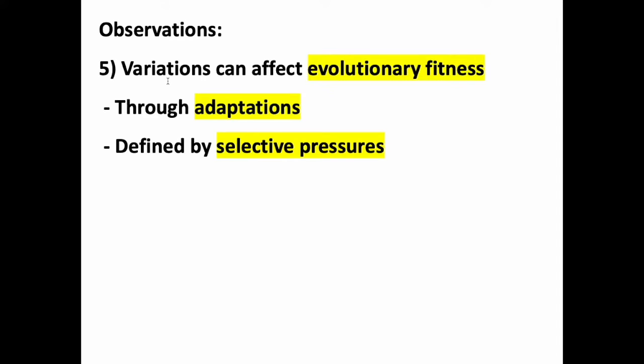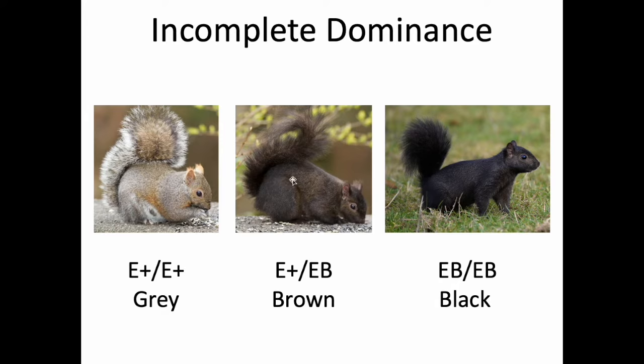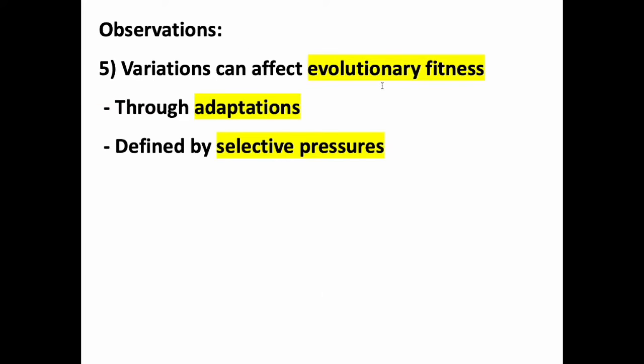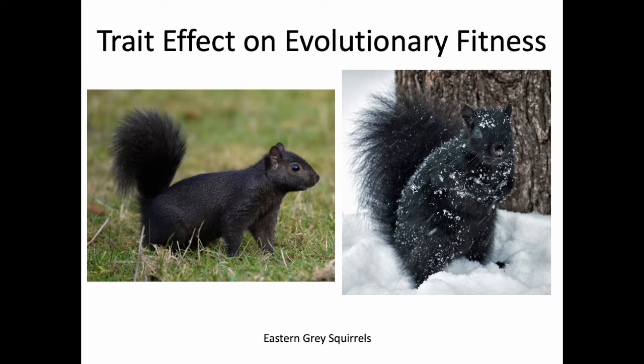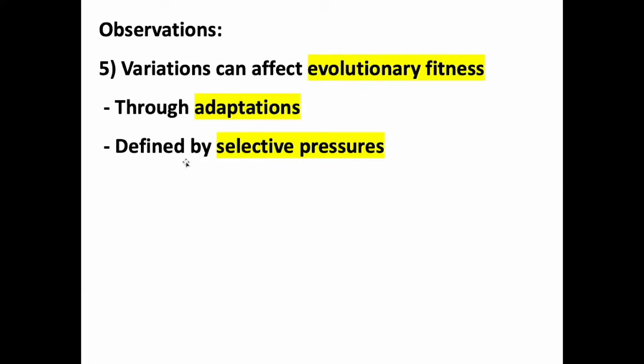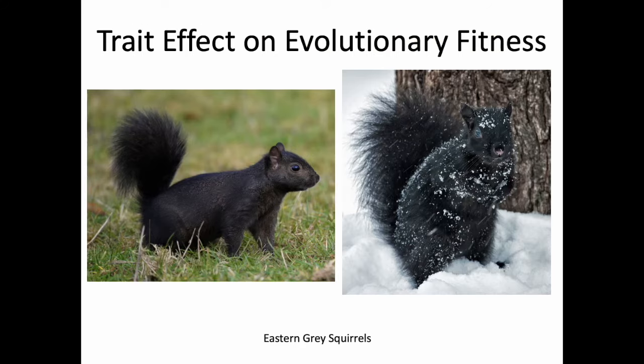This is an example of a variation, a mutation-created new allele, affecting evolutionary fitness. It is an adaptation. This black coat color is an adaptation. It helps with survival and reproduction, and it's defined by the selective pressures. In this example, the selective pressure is the winter. It's the world around them. It's the environment. It's the cold. Again, selective pressure is any force that chooses what's good or not good. These harsh winters are saying this trait is good. It is going to be selected for.